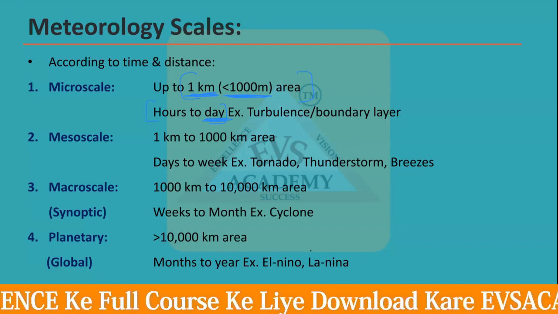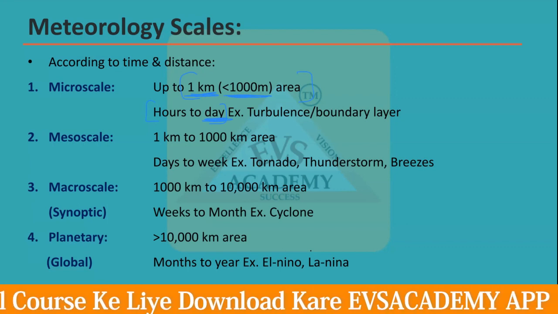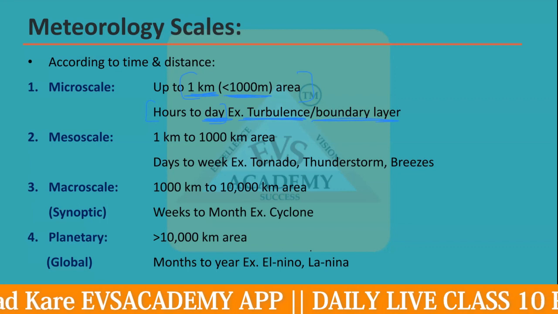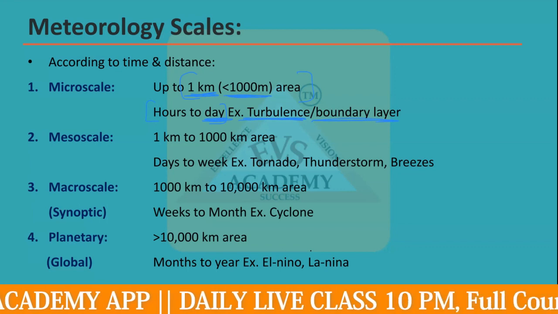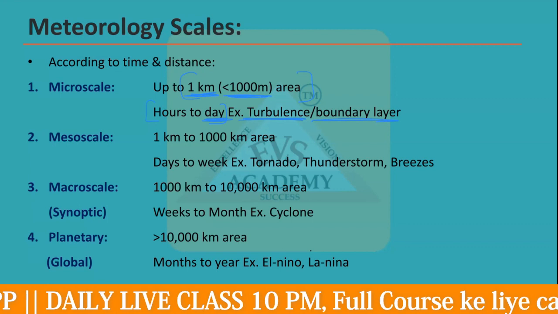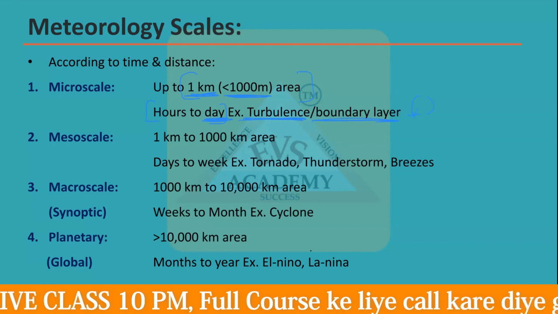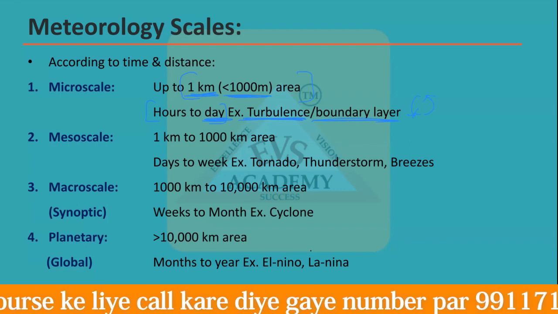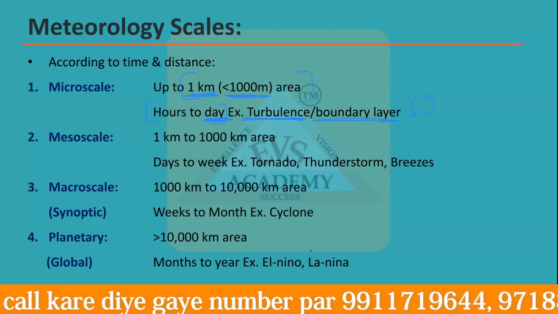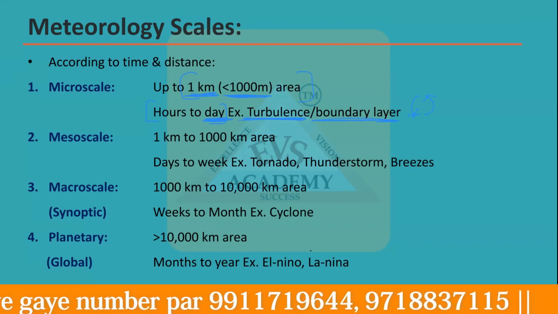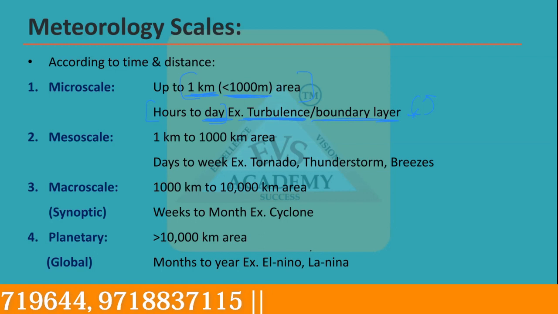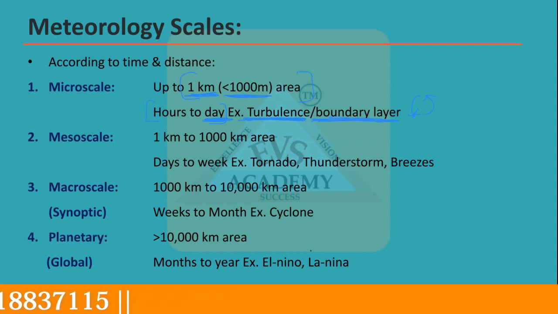An example of such a phenomenon in the atmosphere is turbulence, or the boundary layer phenomenon. What is the boundary layer or turbulence phenomenon? Simply understand it as the vertical mixing of air. The lower layer goes above, and the upper layer goes below. That vertical mixing continuously takes place in micro scale phenomena, or micrometeorology, and it is called turbulence. So turbulence or the boundary layer falls under the micro scale.